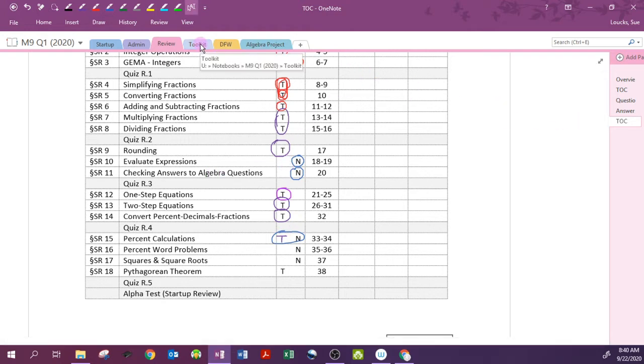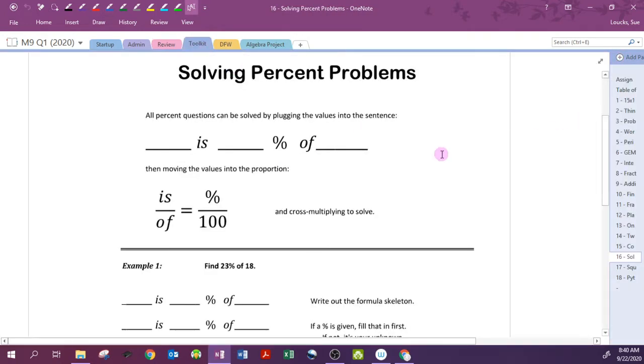Okay, so off to the toolkit page. And this is on solving percent problems. And this is not necessarily the most efficient way to find percents. Some people are very good at knowing which way to move the decimal, and some people struggle with that. So if you struggle with figuring out how to work with percents, this is going to be beautiful for you. I find it handy for myself as well. I use it sometimes, but not all the time. But it does come in really handy especially with word problems.